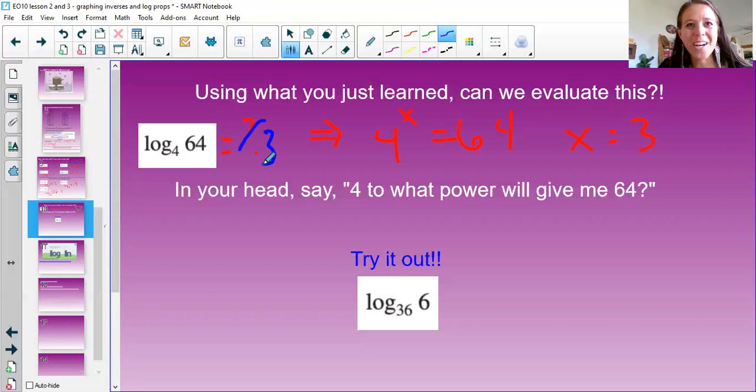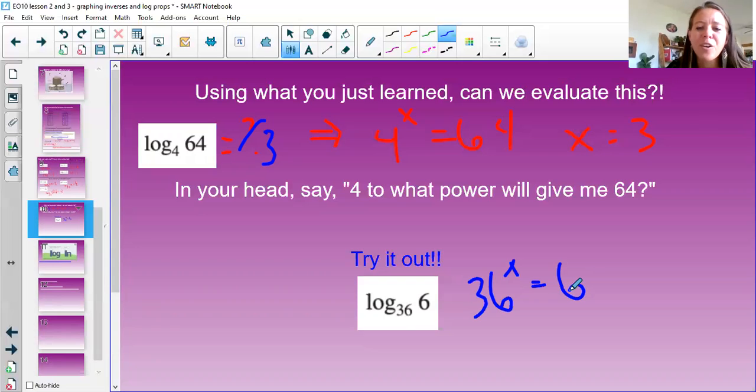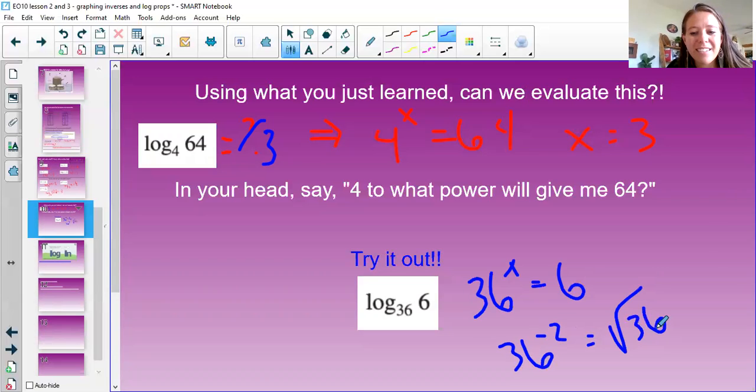Okay, so now I want you to pause and try to evaluate log base 36 of 6. What does that equal? Ready, go. Okay, let's see how you did. Remember that this means 36 to the what power is going to give me 6. Now this is a little confusing because it gets smaller. Well, remember that we can have negatives because 36 to the -2 power is the same thing as saying the square root of 36, which is 6. Okay?